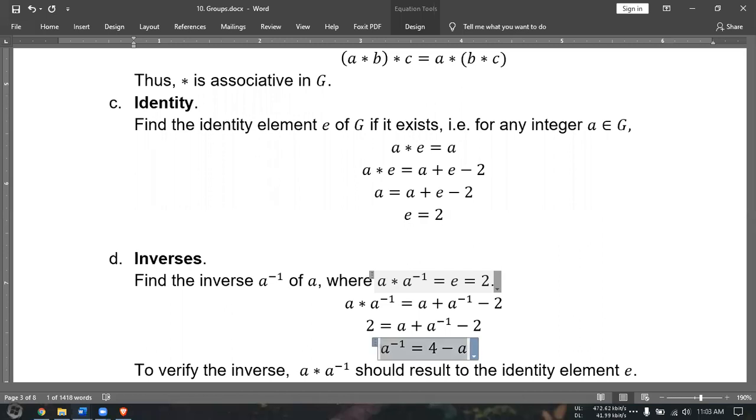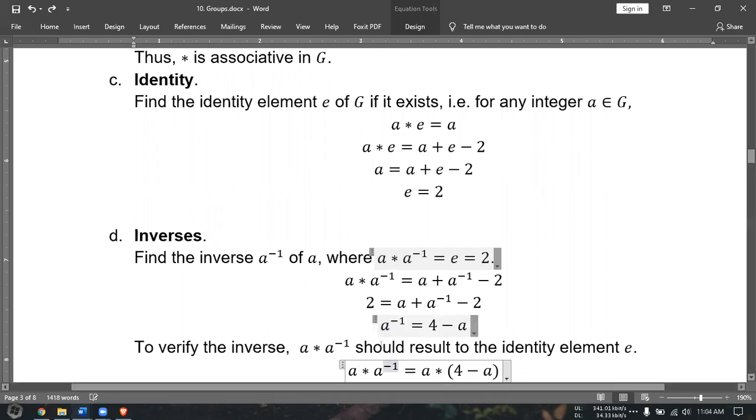So meaning, let's say if our A is 10, the inverse of 10 is negative 6. And negative 6 is still an element of our set of integers. To verify the inverse, A star inverse of A should result in the identity element.